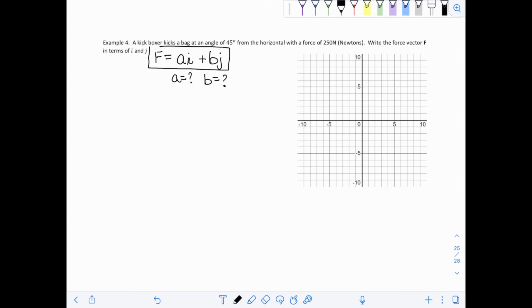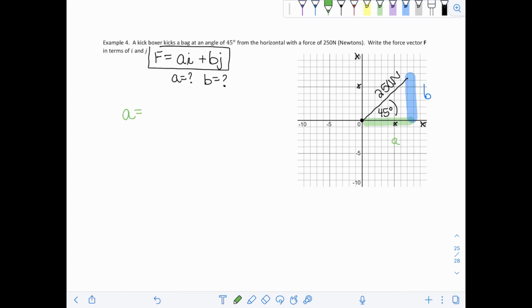So if we try to visualize what's happening, let's start at the origin (0, 0). Our vector: the kick bag is getting kicked at an angle of 45 degrees. I'm just drawing an approximation, so don't pay attention to these numbers just now. This angle right in here would be 45 degrees, and the 250 newtons is the magnitude. So that's the force getting exerted at that 45 degree angle.